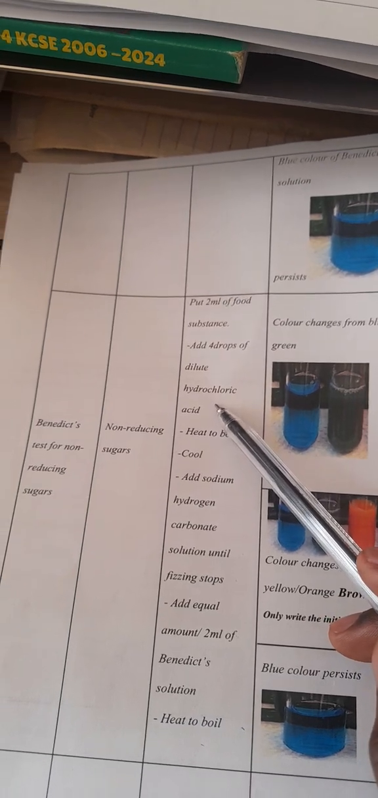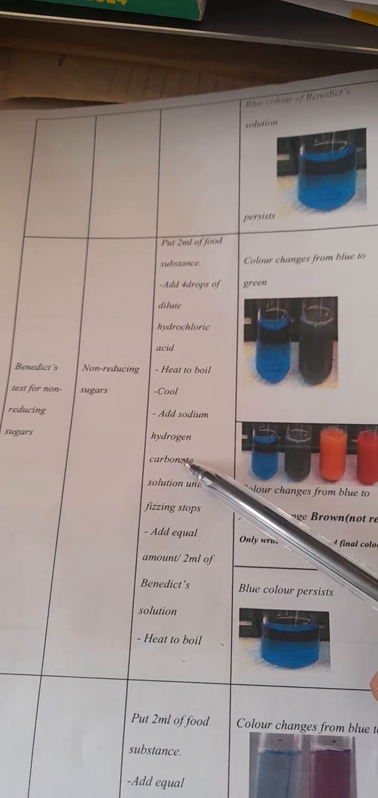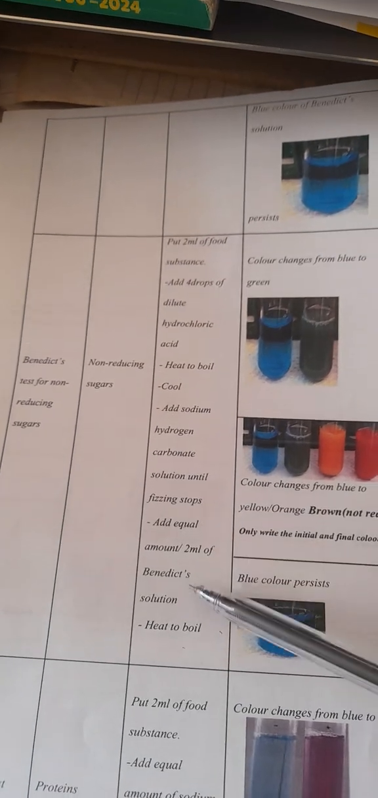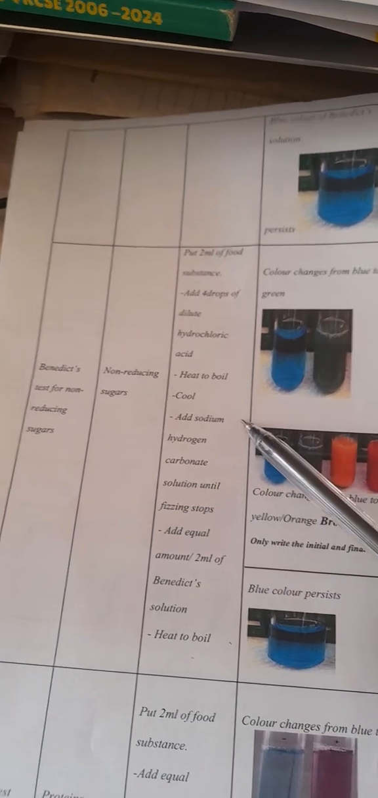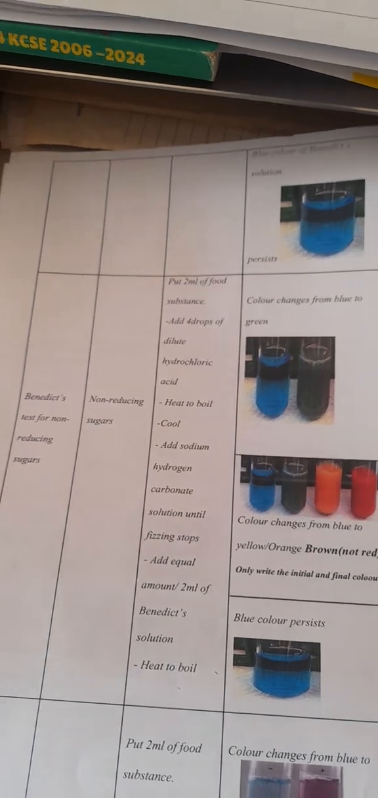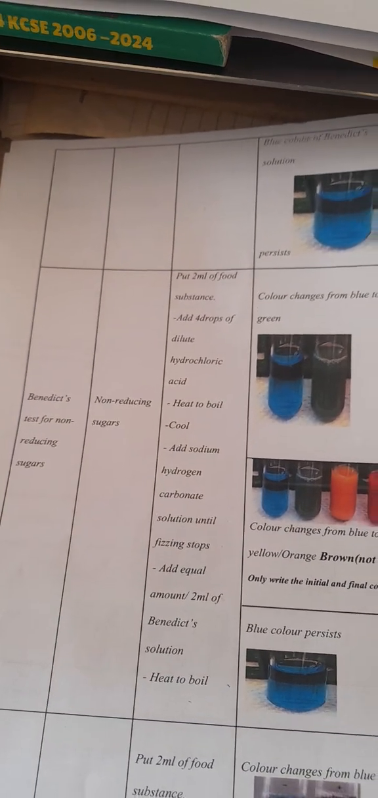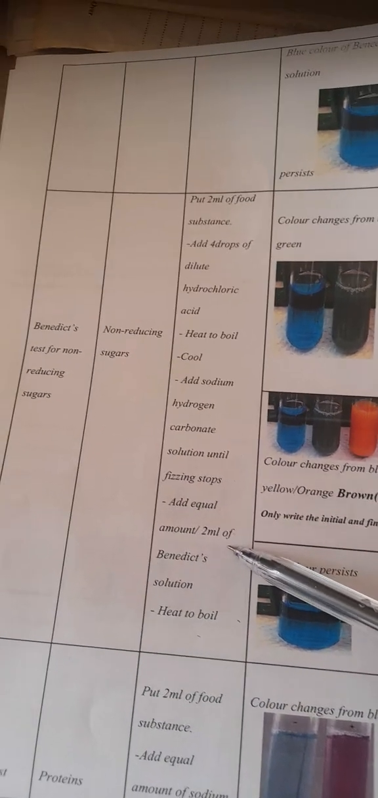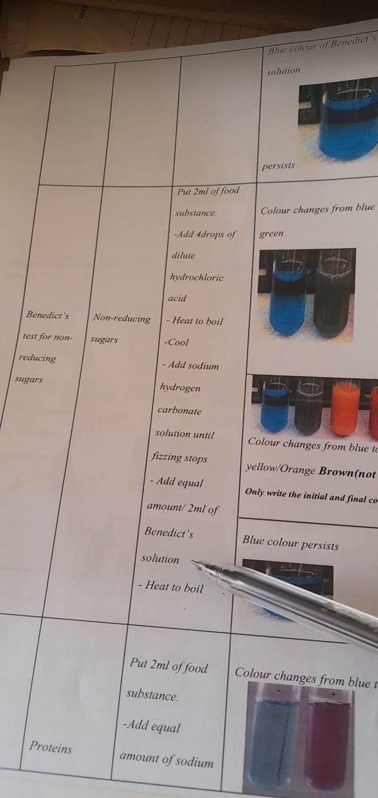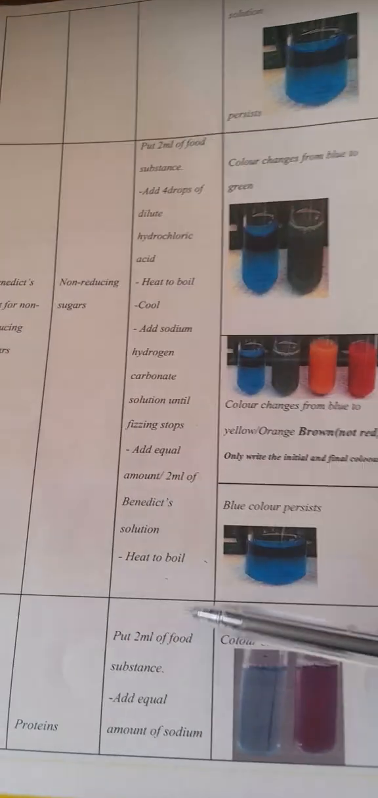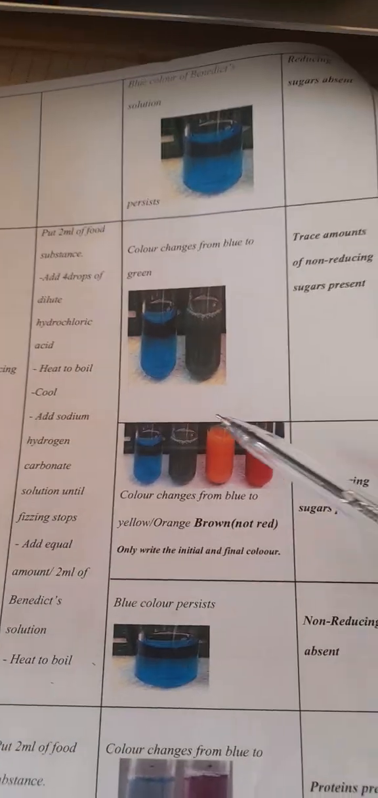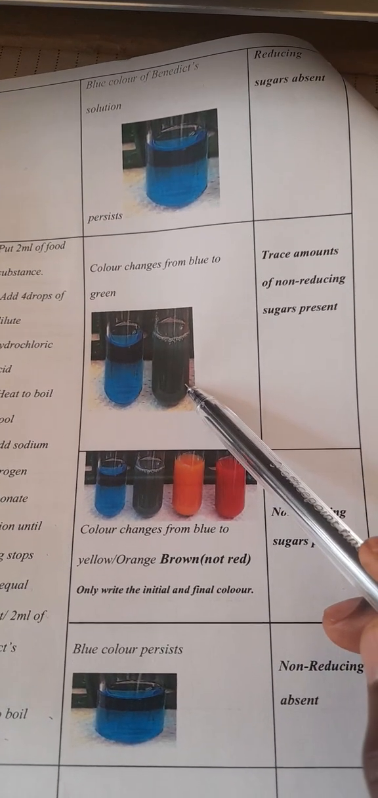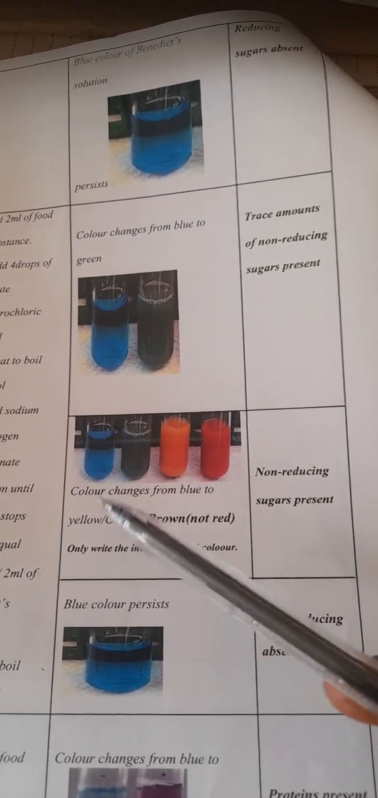So hydrochloric acid is for the hydrolysis. Adding sodium hydrogen carbonate solution until fizzing stops is to neutralize the acid. Then add an equal amount. So this one was first to break the complex non-reducing sugar to at least a reducing sugar. After that, now having the reducing sugar, you can do Benedict's test, of which you first add Benedict solution. That is a reducing sugar. Then you confirm after it has boiled, and the observation will just be like for the reducing sugars, from blue Benedict solution to green, traces of the non-reducing sugars.